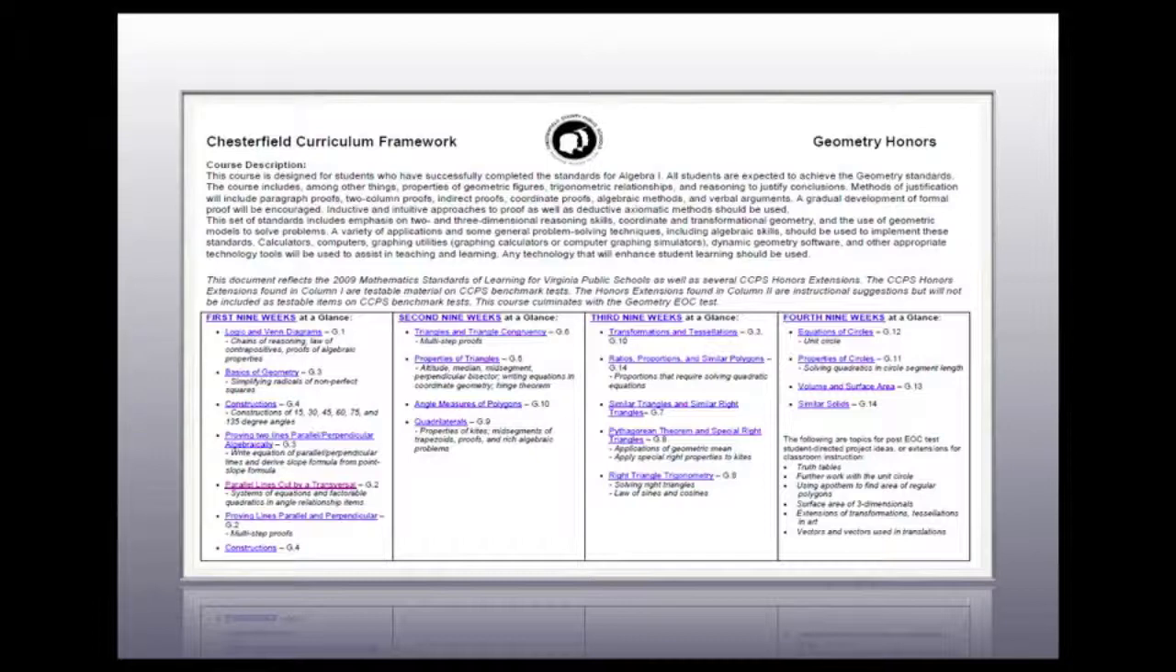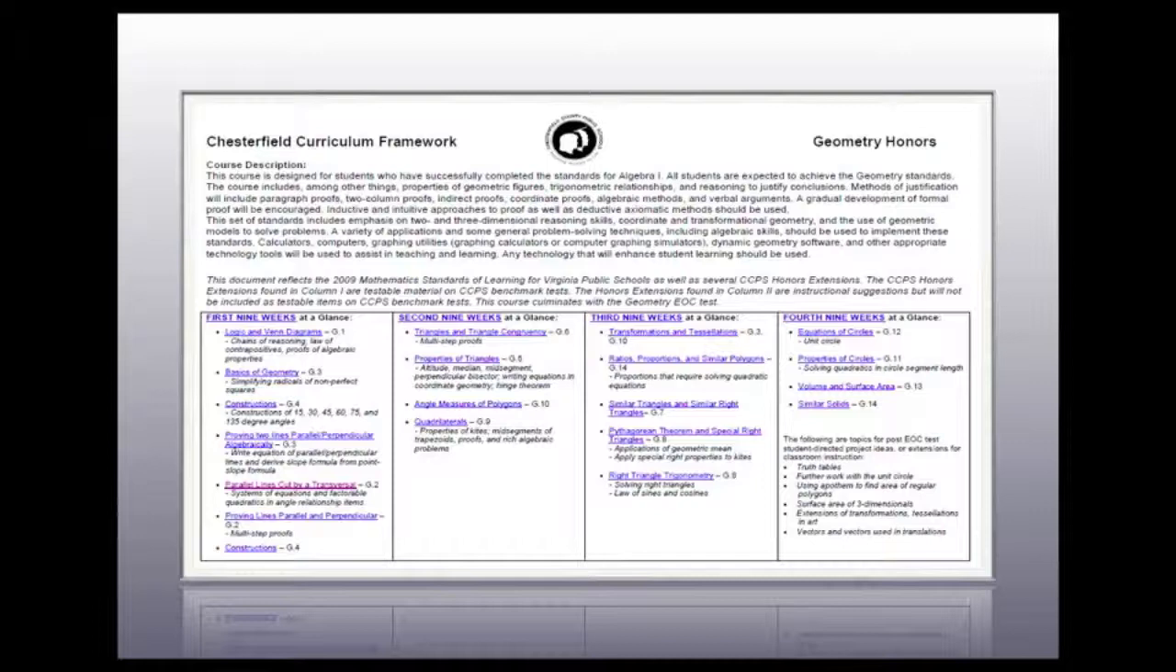Also noteworthy in geometry this year is the new Honors Geometry Curriculum Framework, which was developed by a team of teachers and central office math staff last spring. Honors Geometry teachers are encouraged to utilize the instructional recommendations in that document.